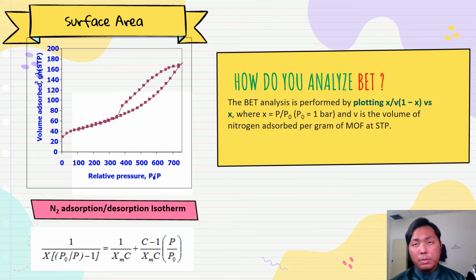As I mentioned before, in this reactor we will use nitrogen gas. As we can see in the graph, there are two lines. The lines show that as the relative pressure increases, the volume adsorbed will also increase. This is an example of the surface area that we can calculate and plot using the BET.